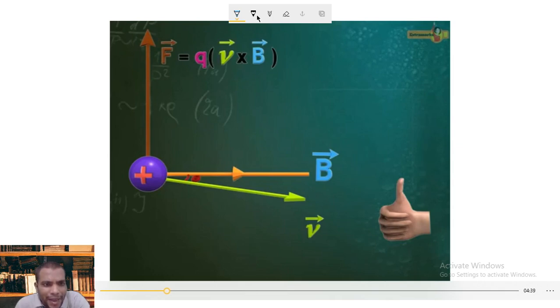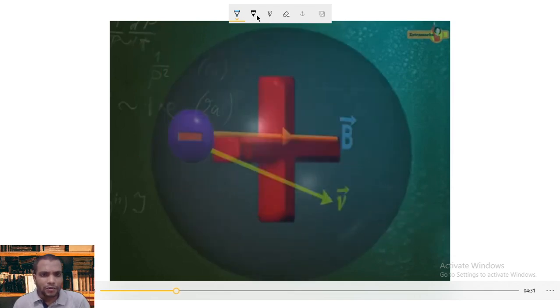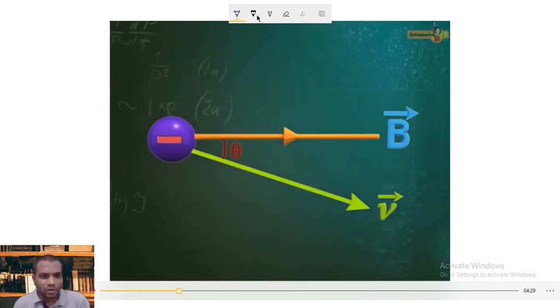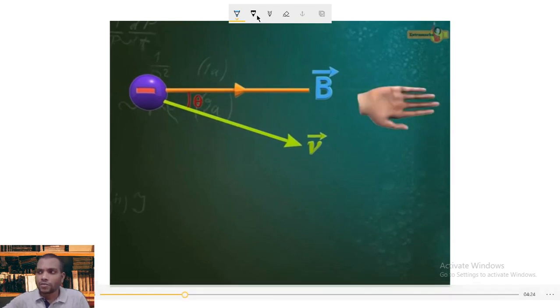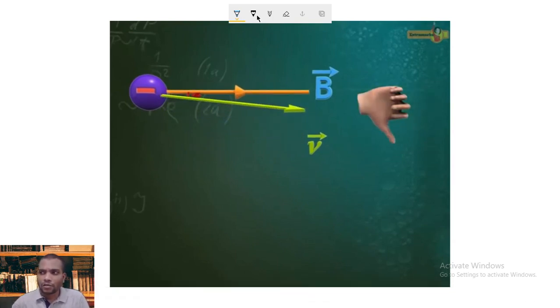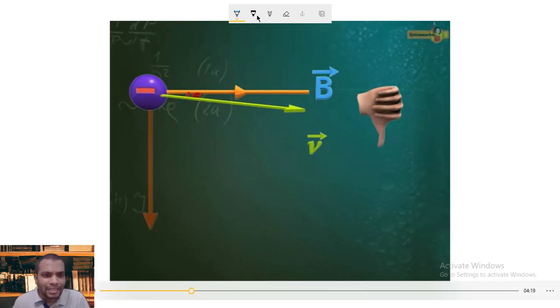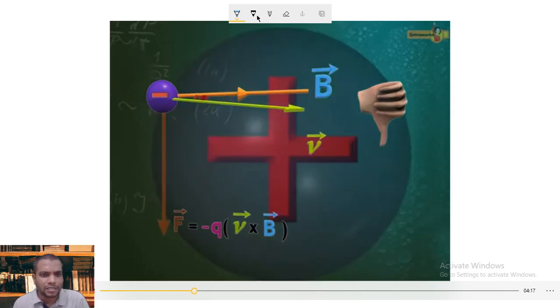Now this force magnitude we represent as F equal to Q times V bar cross B bar, and the direction we can represent with the help of Fleming's rule. Now what happens if we take an electron, which is the opposite charge? We can use the same rule, but this time the force will act in the downward direction, which is opposite.